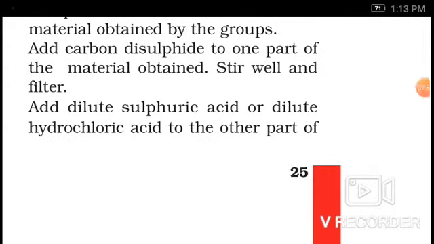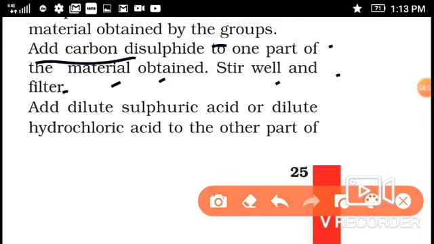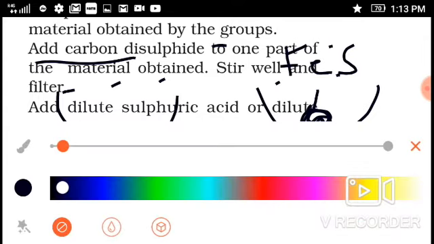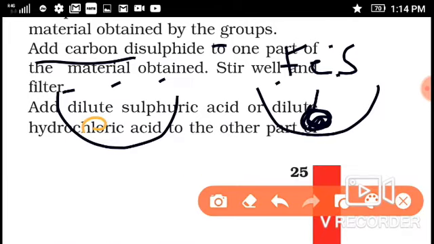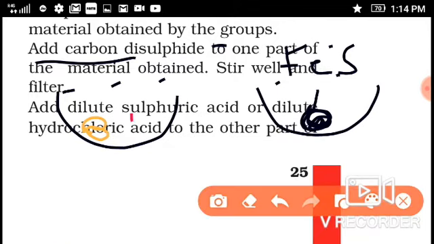Now the third point is, add carbon disulfide to one part of the material obtained, stir well and filter. Okay, group first and group second. In group second, this is iron sulfide, means FeS. But in group first, this is iron, or maybe this is sulfur.